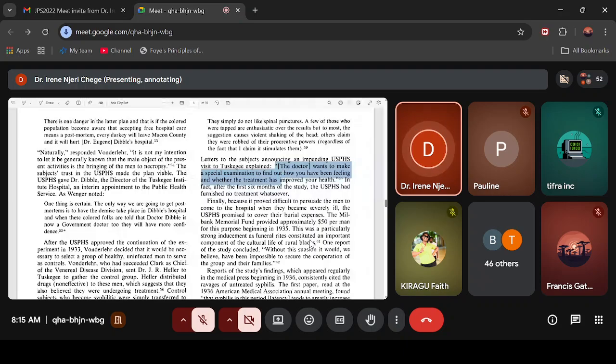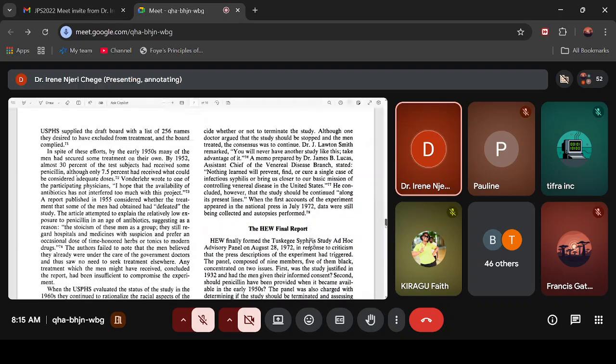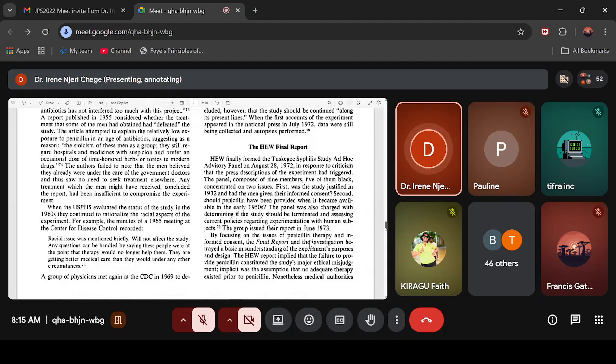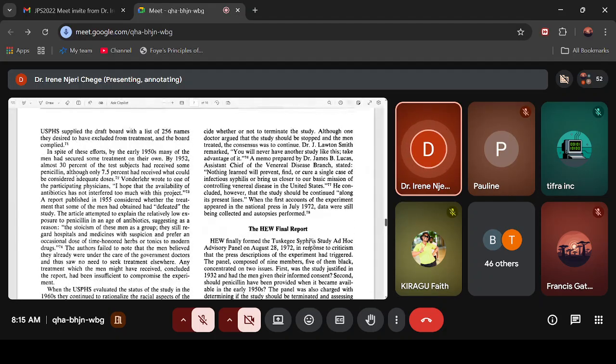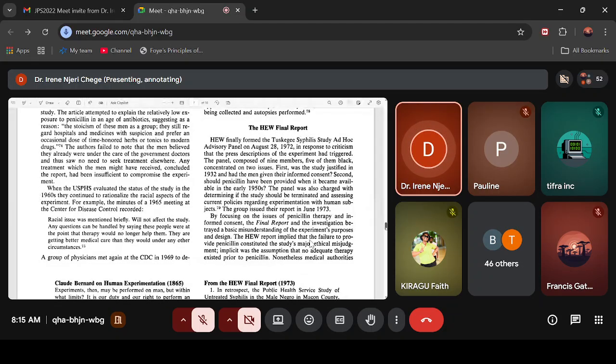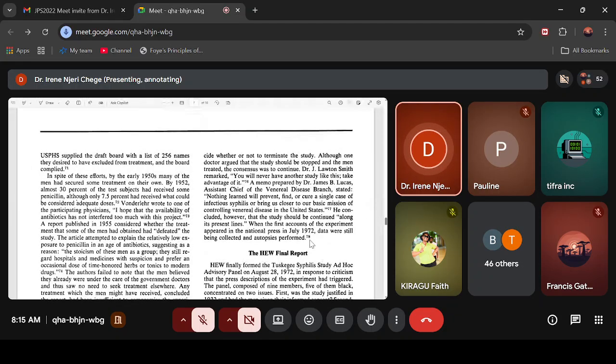So you look at this and you will see, even after treatment was made available, these people in the CDC, they did not terminate the study, even after the CDC decided not to terminate the study, even after penicillin was available. The doctors argued that the study should be stopped and the men treated. The consequence was to continue, and then they said, you will not have another study like this.